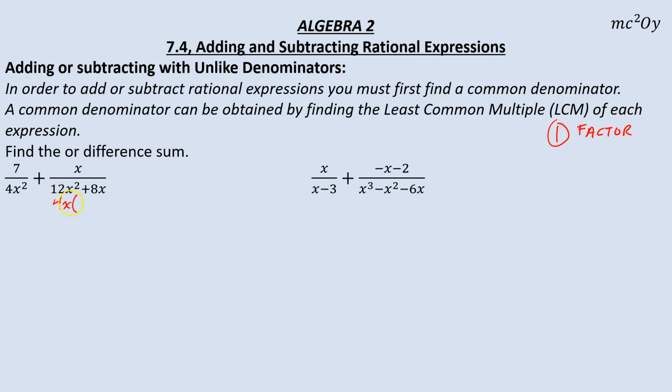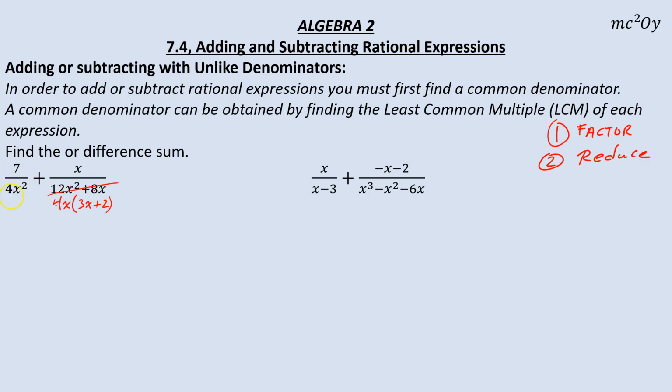Well, 4x times what is 12x? 4 times 3 is 12. x times x is x squared. So 4x times 3x is 12x squared. 4 times what is 8? Well, that's 2. And we already have the x. So 4x times 2 is 8x. You've now factored that. And the next thing you want to try to do is reduce the fraction.